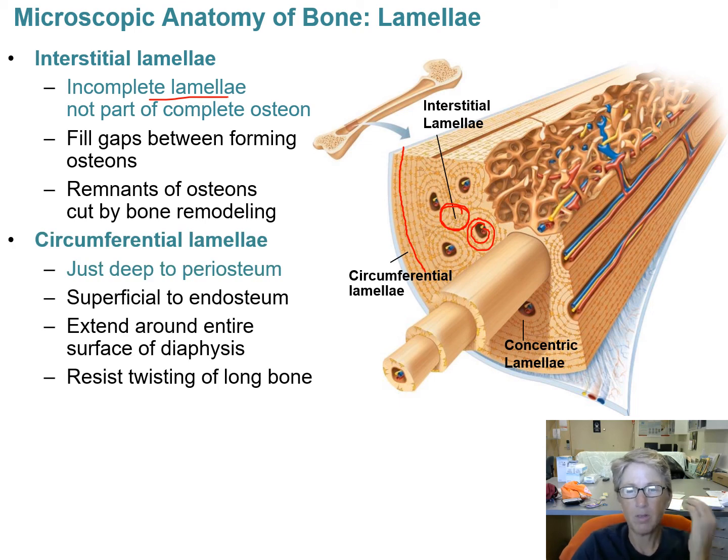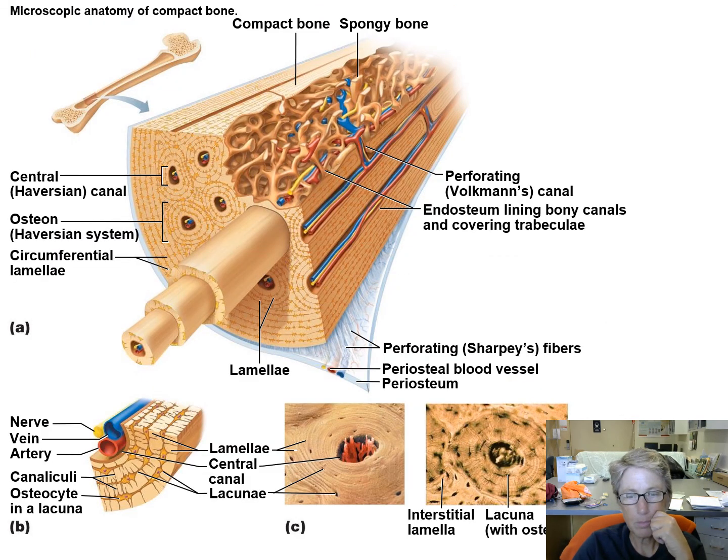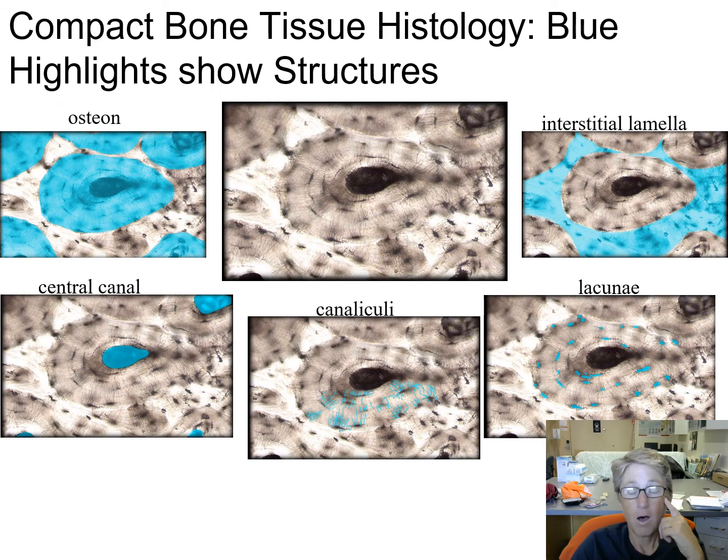And we said this, that the circumferential lamellae are just deep to the periosteum. So here's the periosteum cut. Here's the concentric lamellae in the cartoon. And then this cartoon just shows all of it together and all the parts labeled so you can study it.